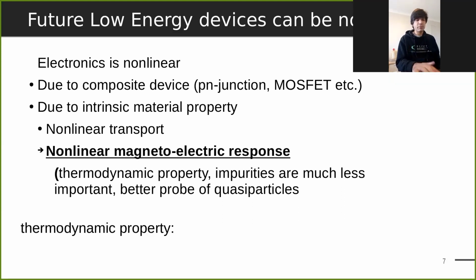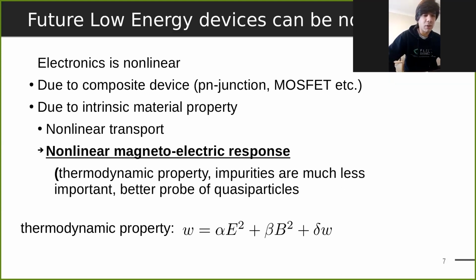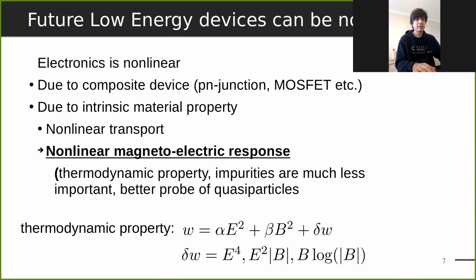What I mean by thermodynamic property is that it is related to the energy stored in the material. In a linear material, the energy stored due to electric and magnetic fields in the material has a component proportional to E squared, and a component proportional to B squared. But in a nonlinear magnetoelectric response material, the thermodynamic energy acquires a component that contains higher powers of fields and nonlinear functions of them as well.